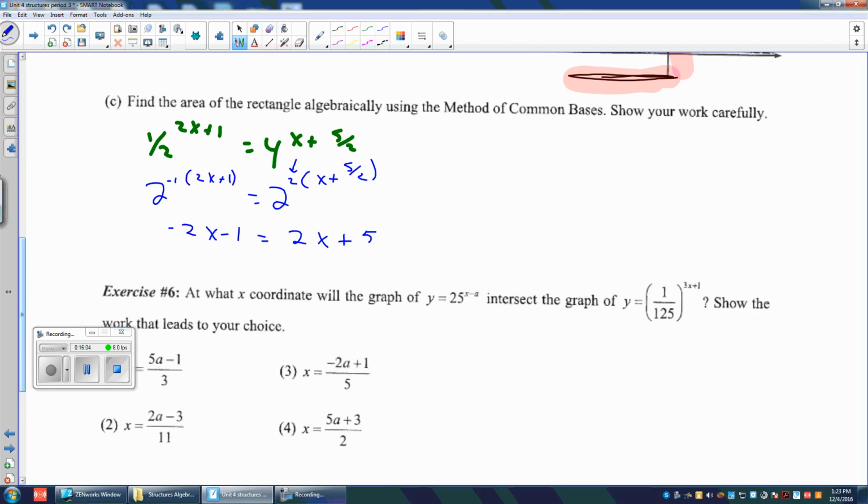So I add 2x to both sides, and I get negative 1 equals 4x plus 5. I subtract 5 from both sides, and I get negative 6 equals 4x. And I divide by 4, and I get negative 6 over 4 equals x, also known as negative 1/2. Negative 1.5 equals x.